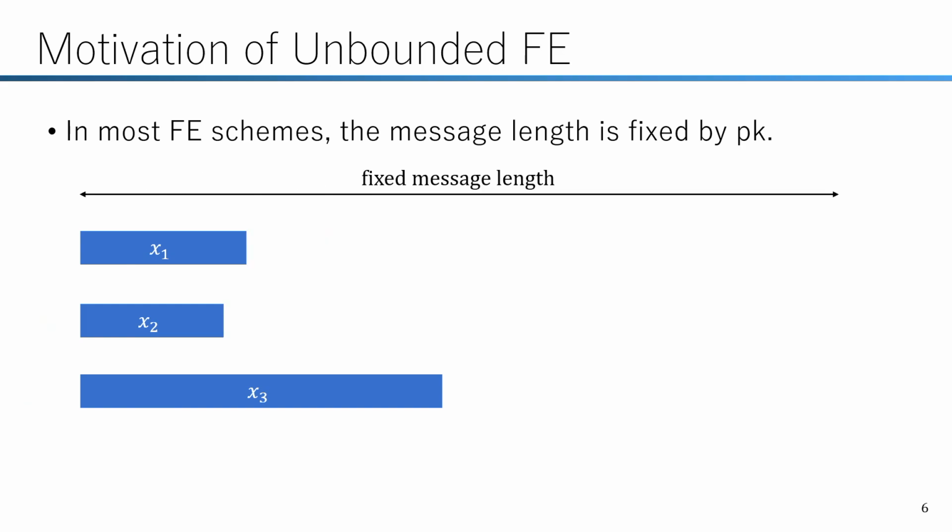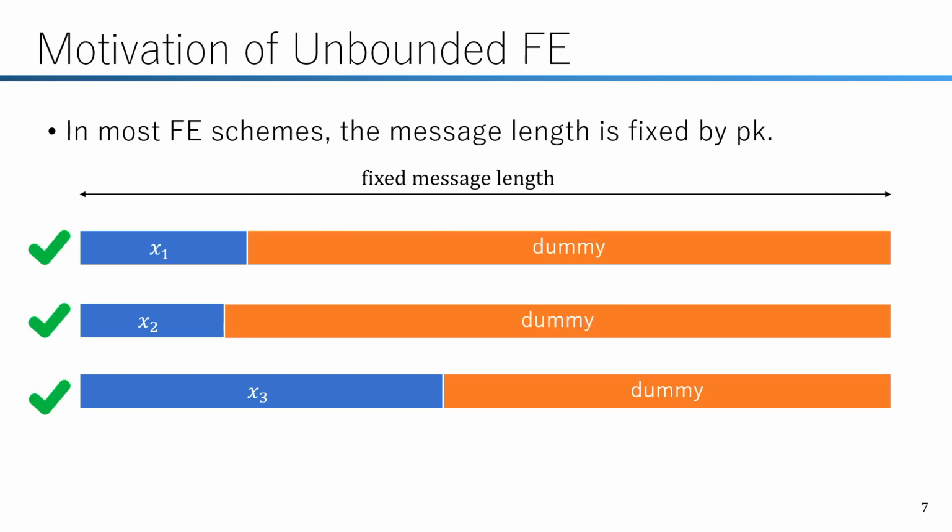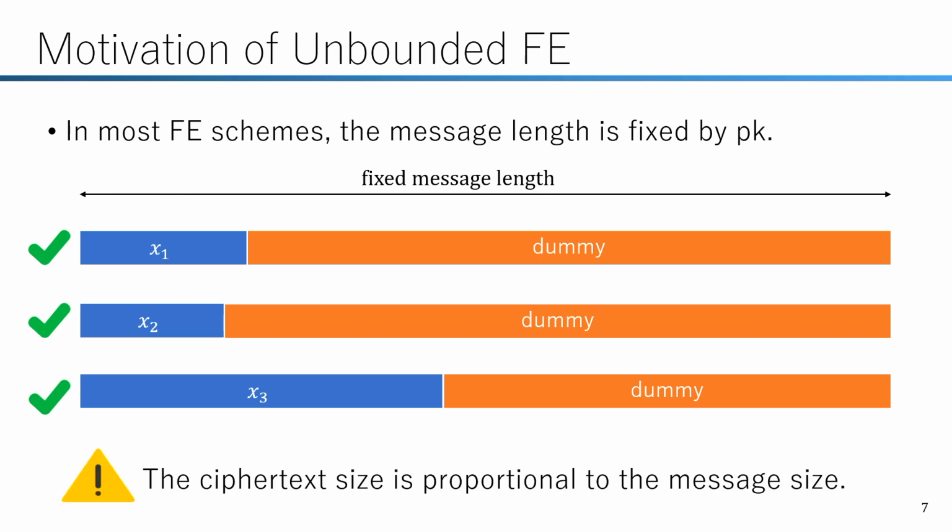So how about setting the fixed message length sufficiently large? Then we can encrypt all messages by padding the dummy data. Are we happy? Of course not, because the ciphertext size is proportional to the message size, so such a way of encryption is very wasteful and inefficient.